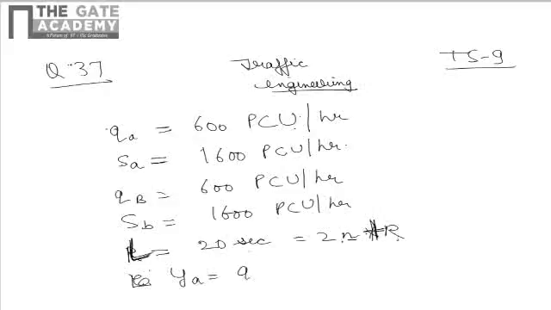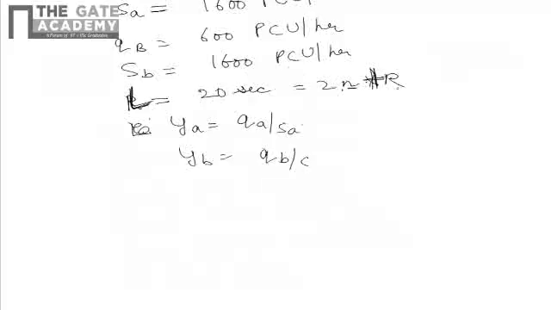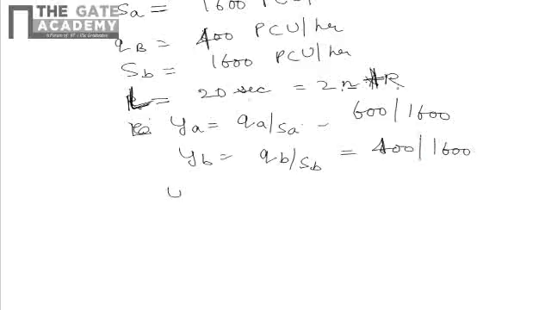Now YA will be given by QA upon SA and YB will be given by QB upon SB. So YA comes out to be 600 upon 1600, YB comes out to be 400 upon 1600, and total Y comes out to be YA plus YB, that is 1000 upon 1600.